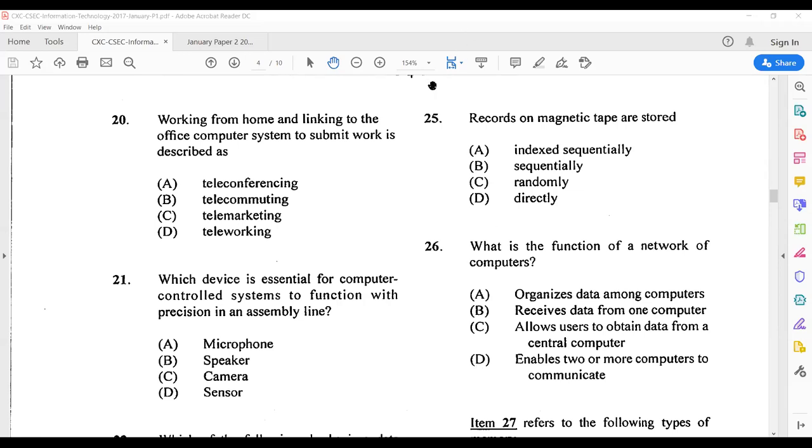So working from home and linking to the office computer system to submit work is described as teleconferencing, telecommuting, telemarketing, and teleworking. Is it B? Yes, B. This term is used a lot in news right now. Okay. Persons are doing a lot of telecommuting. That is basically working from home. Teleconferencing would be referred to if you have like a call. I have all the persons on the call, right? So telecommuting is the actual term.